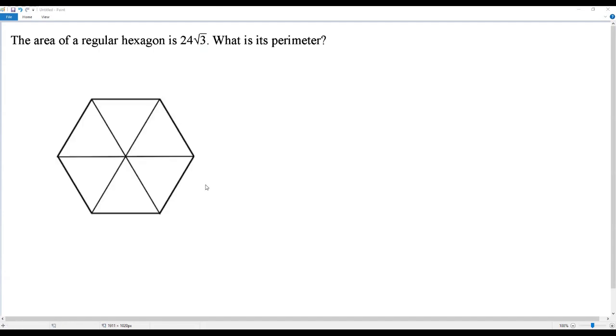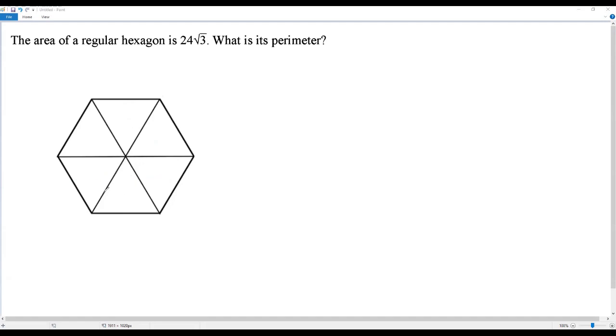Here we have a regular hexagon, a six-sided polygon, and all the sides of this hexagon will be equal in length because it's a regular hexagon. That is the length of this side, this side, this side, this side. All six sides are equal in length, and we can always split up the regular hexagon into six equilateral triangles: 1, 2, 3, 4, 5, 6. So we have six equilateral triangles.